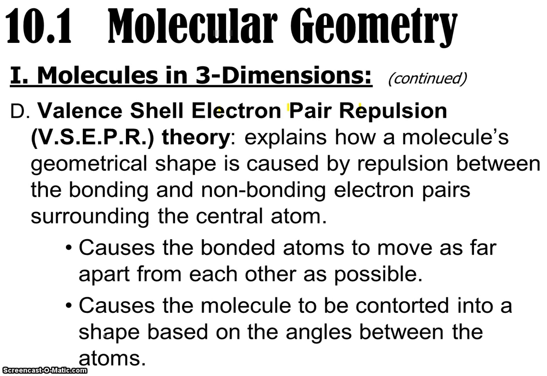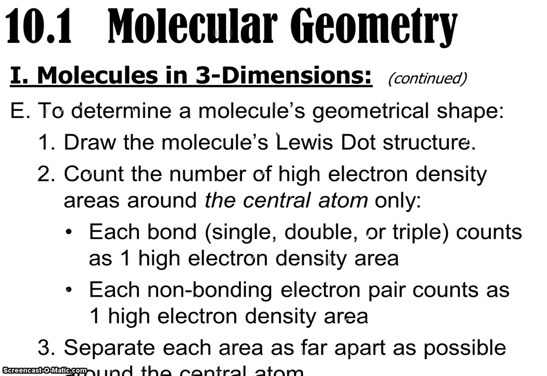The non-bonding electrons are also important because they are also pushing on the bonding electrons and on each other. So in water there are 2 bonding pairs and 2 non-bonding pairs, which are going to force the molecule to be a 3-dimensional shape. It won't sit flat on the paper. So this electron pair repulsion is going to cause the bonded atoms to move as far apart from each other as possible around the central atom, and this is going to cause the molecule to be contorted into a shape, and there are different angles between the atoms, and that defines what the different shapes are.